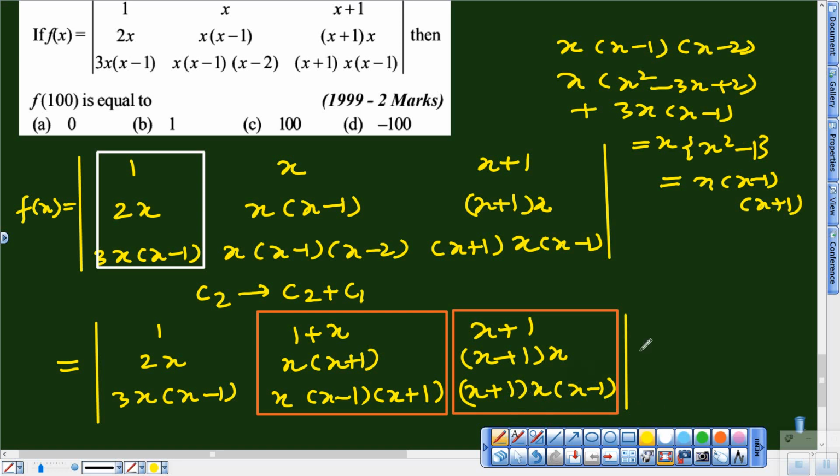That's why this vanishes. And this vanishes identically for any value of x, because x is not mattering here at all. That's why f(x) is identically, three lines means identically for all values of x, 0. That's why the value of determinant is 0 and correct answer is A. That completes the discussion of this question.